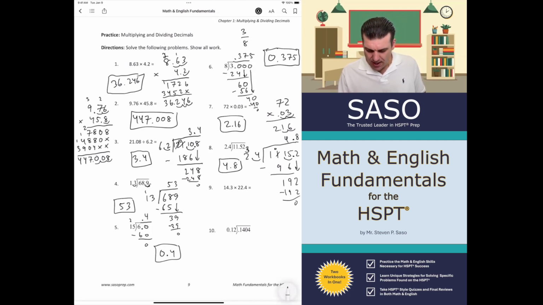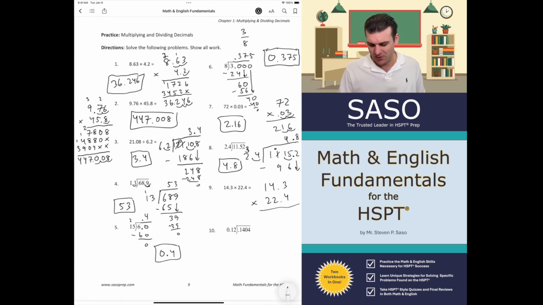Next one here, number 9. I think I'm gonna erase some of this work here to give me some room. Okay. 14.3 times 22.4. Well, this is going to be another pretty tedious one, but only 2 more to go.